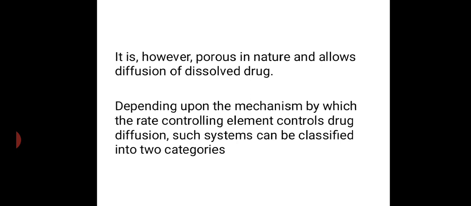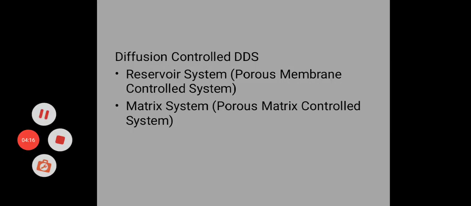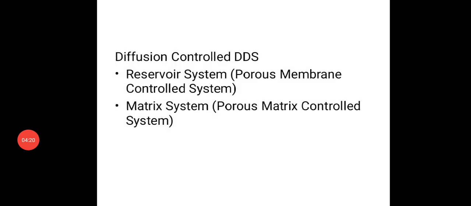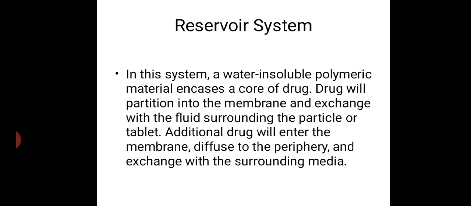Now, depending on the mechanism of the rate controlling element, the systems can be classified into two categories. The first one is a reservoir system, also known as porous membrane control system. The second one is a matrix system, also known as porous matrix controlled drug delivery systems. First, let us see what a reservoir system means.